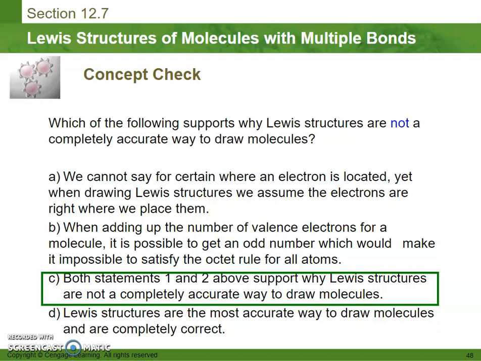Okay, we don't know exactly where the electrons are located. We are just using our best guess, for ease. Electrons have areas that they're more probable to be in, and we're just taking that probability and saying, hey, they're here. And there are some times that we would get an odd number, which would make it impossible to satisfy the octet rule.